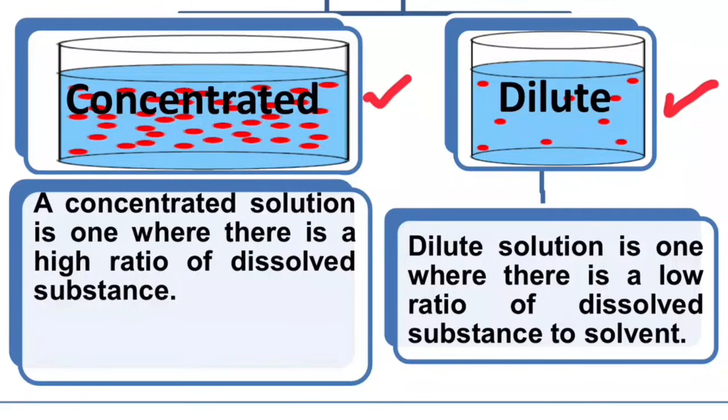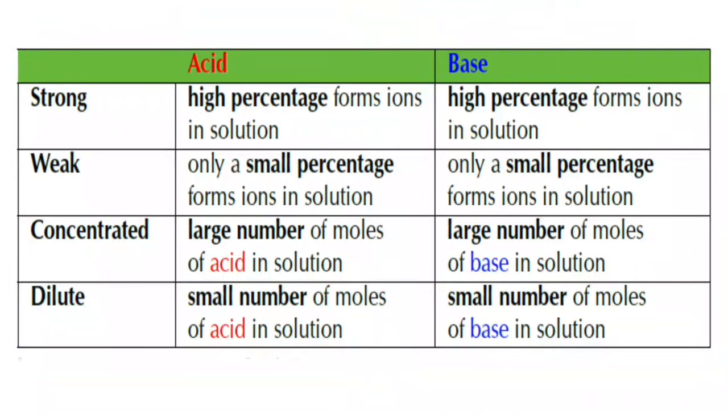Let's take a look at the definitions. A concentrated solution is one where there is a high ratio of dissolved substance, the solute, to solvent. And a dilute solution is one where there is a low ratio of dissolved substance to solvent, right? So that is concentrated and dilute. This is what we are essentially saying.